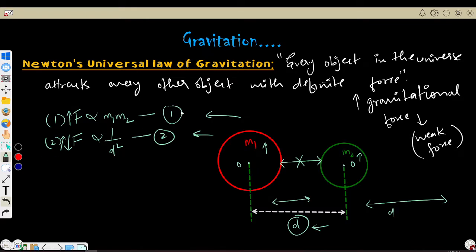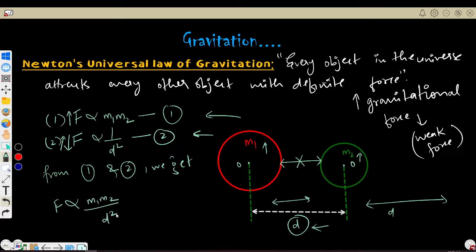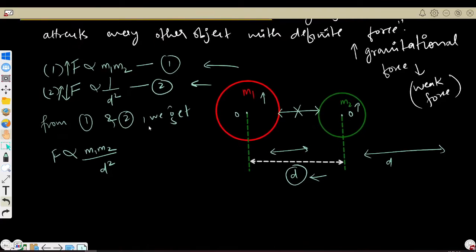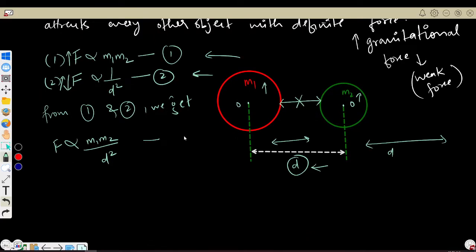Now what we will do, we have equations 1 and 2. I will combine them. So from equation 1 and equation 2 we get the attractive force is directly proportional to m1 into m2 upon d square. I hope till here everything is clear to you. We will mark this relation as 3.